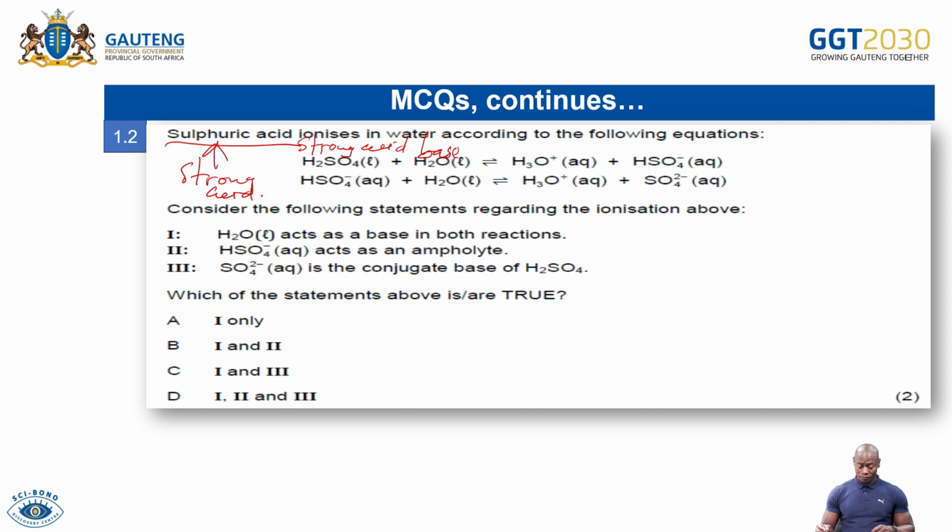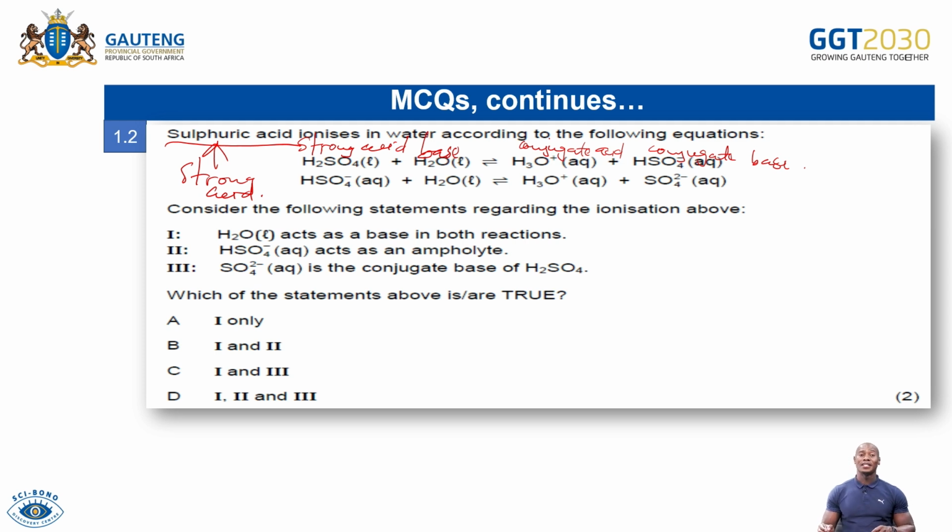Remember, an acid is a proton donor, so it's going to donate a proton. After a proton has been removed, it forms a conjugate base. So a conjugate base is formed after the removal of a proton from an acid. So if this is the base, this one would be the conjugate acid. Conjugate acid is formed after the addition of a proton to a base.